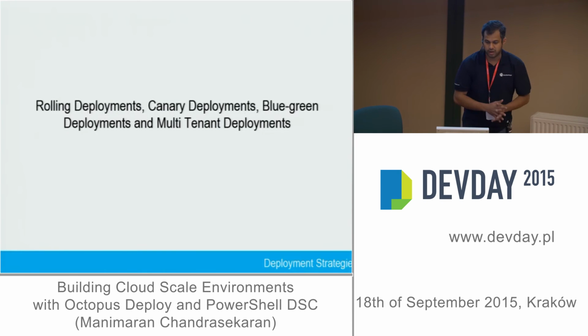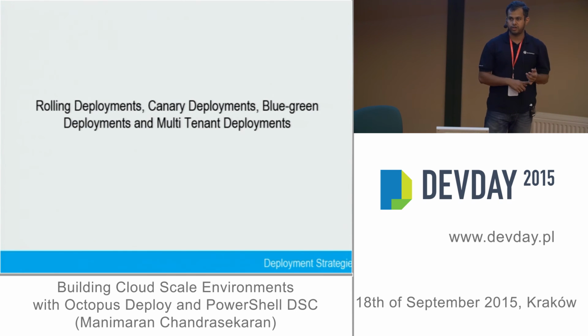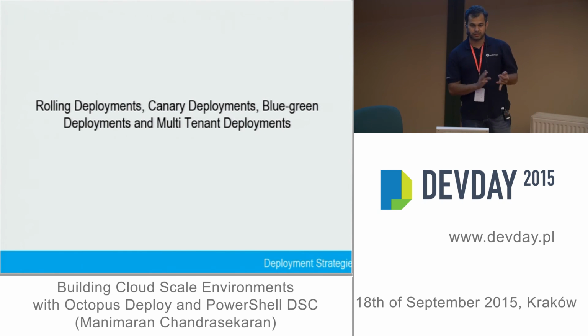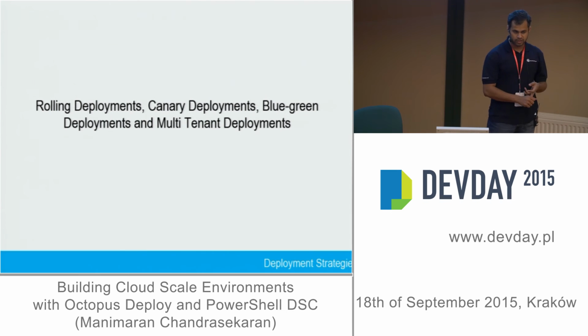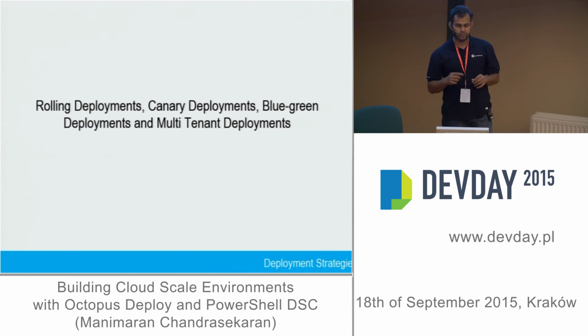Let's talk about different types of deployment, not in detail. Using Octopus, you could do rolling deployments, canary deployments, and blue-green deployments. Multi-tenant is still, I think, not out properly, so you can't actually do it with 3.1.